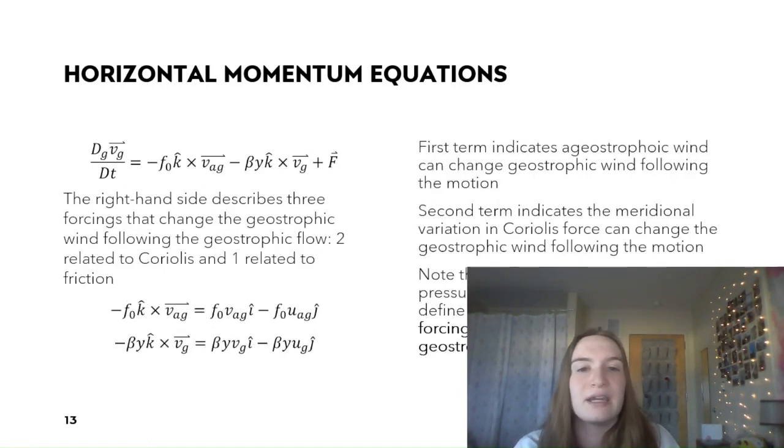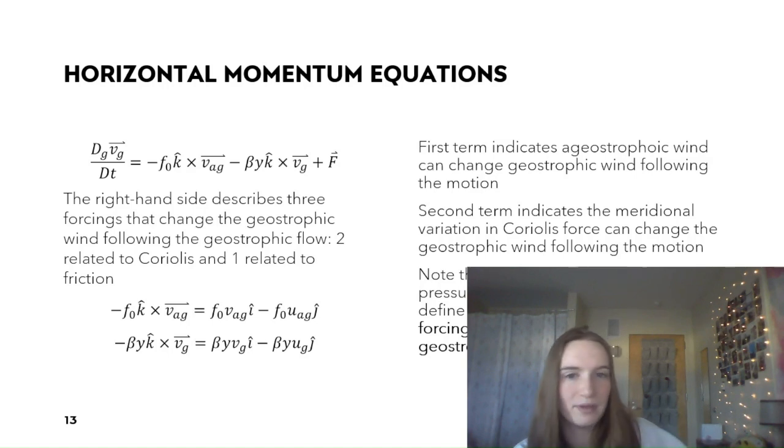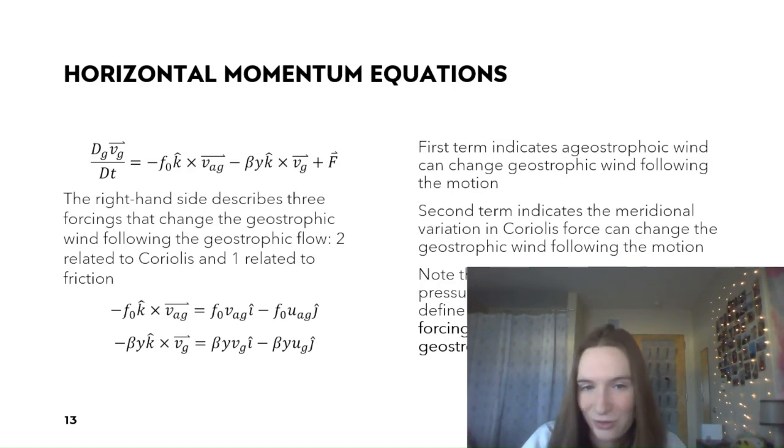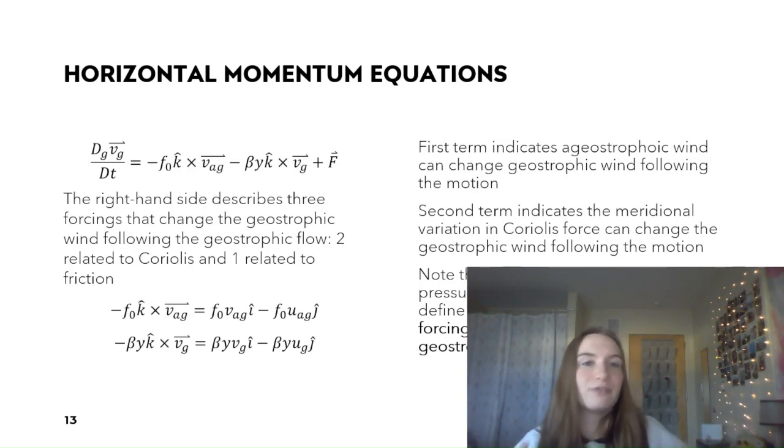Note that a standard Coriolis term, our normal f naught term, and the pressure gradient force are forcings that define geostrophic balance. We've seen those in all of our equations, but they don't show up in this one because this equation is for change in geostrophic balance. It's not an equation for geostrophic balance. We're talking about how it changes. Well, the answer is changes in Coriolis force and changes in the geostrophic wind, and then friction, right?